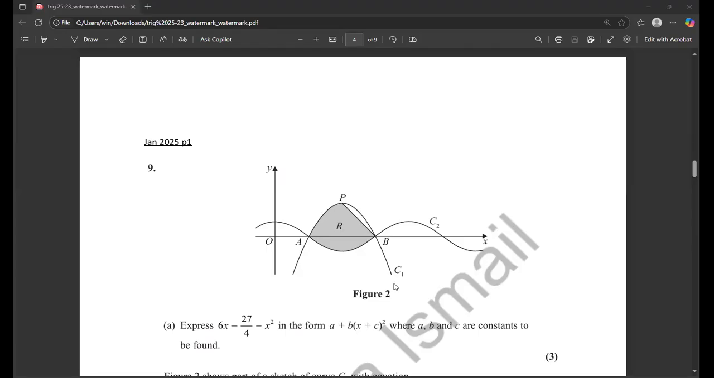June 2025 Pure 1, 13 marks. This is the track question. Let's see what it's about. First of all, he gave you two curves here. As you see, let's analyze it.